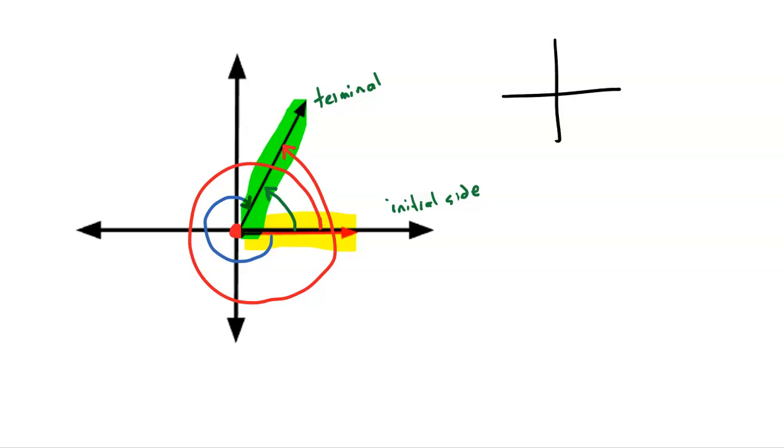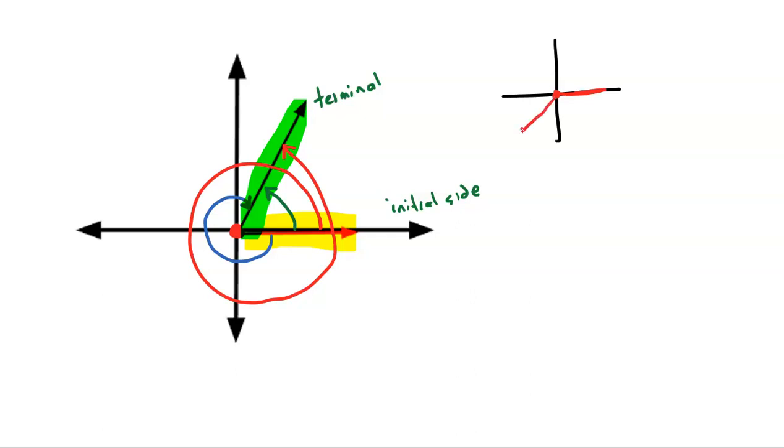All angles in standard position have two rays and a vertex. The vertex has to be the origin. The first ray, called the initial side, must be on the positive x-axis. And then where the other, terminal side ends, well, it all depends on the angle.